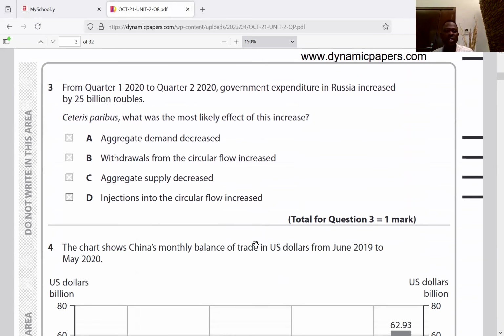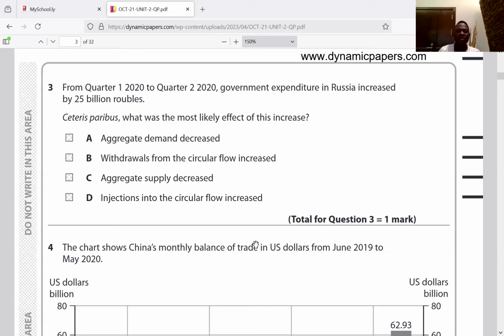Question 3. From Q1 2020 to Q2 2020, government expenditure in Russia increased by 25 billion rubles. Ceteris paribus, all things being equal, what was the most likely effect of this increase? Here they said an increase in government expenditure will decrease aggregate demand. No, it will increase aggregate demand. So it is not A.